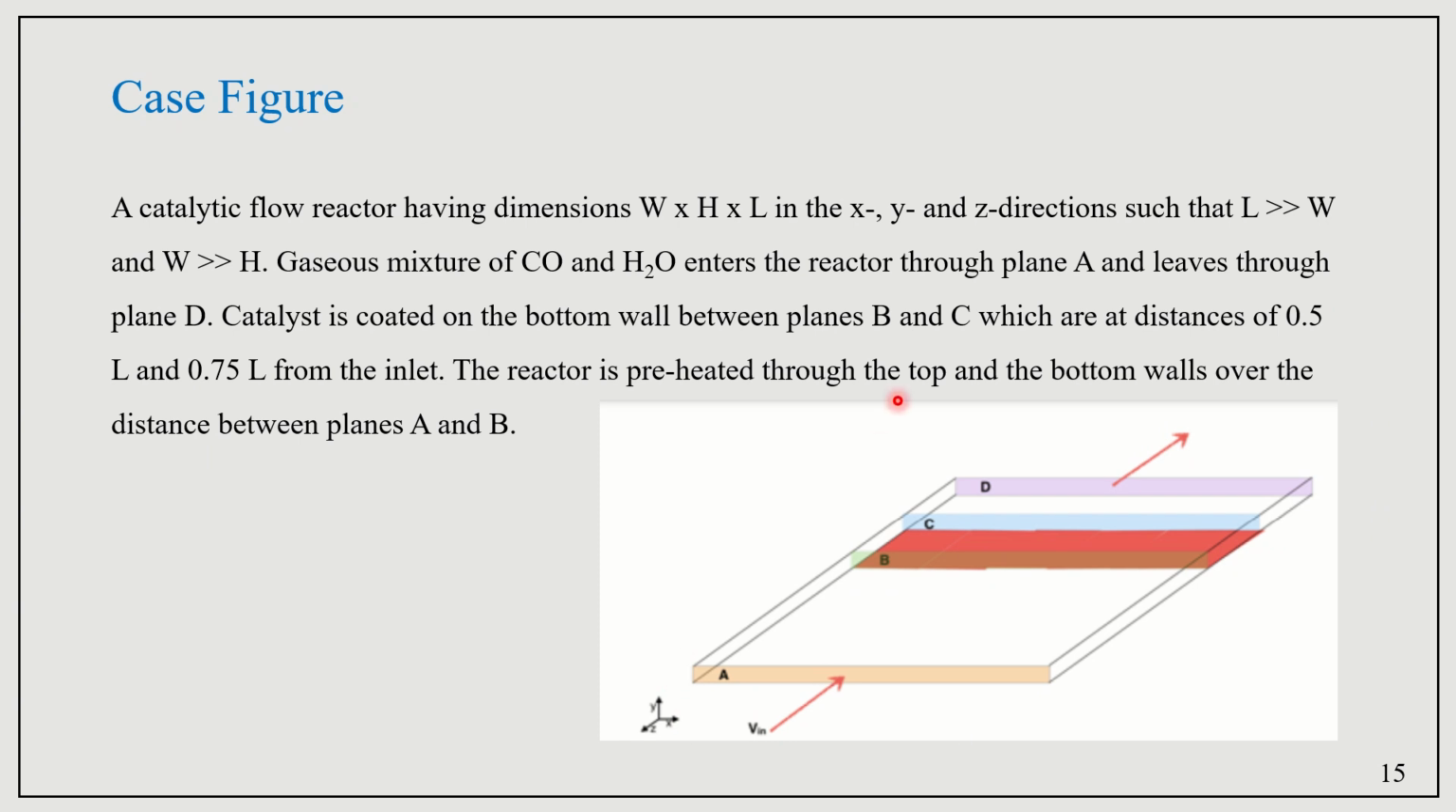W, H, L in the XYZ directions, such that, so this is W and this is H and this is length, such that W is very much greater than H and L is very much greater than W. A gaseous mixture of carbon monoxide and water enters the reactor through plane A and leaves through plane D. Catalyst is coated on the bottom wall between planes B and C, which are at a distance of 0.5 times L and 0.75 times L from the inlet.